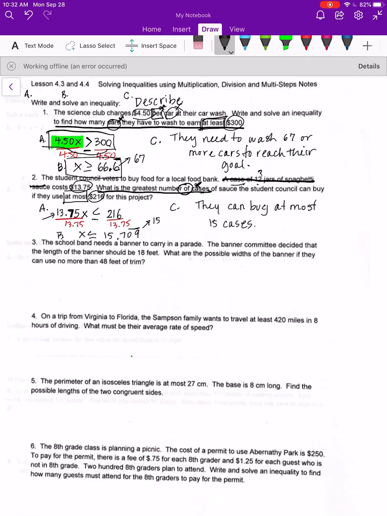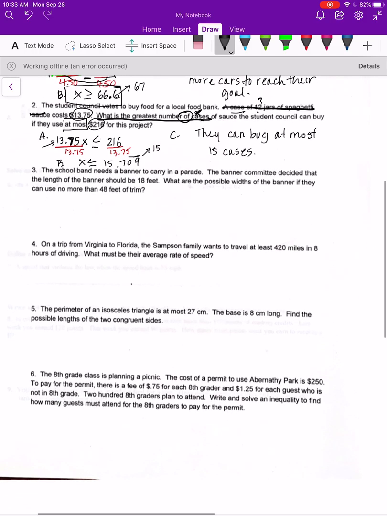Or you could say they can buy up to 15 cases. That would be another way to say it. Okay. All right. So I'm going to skip around a little bit. Let's do number 4. It says, on a trip from Virginia to Florida, the Sampson family wanted to travel at least 420 miles in 8 hours of driving. What must be their average rate of speed?